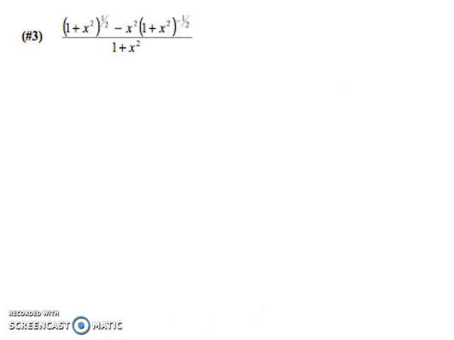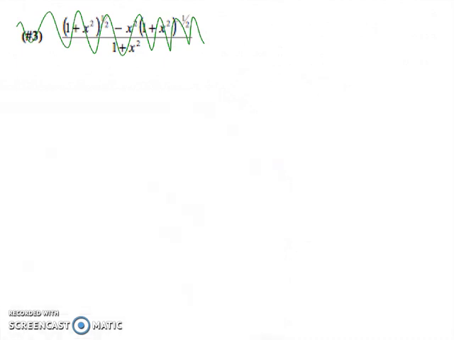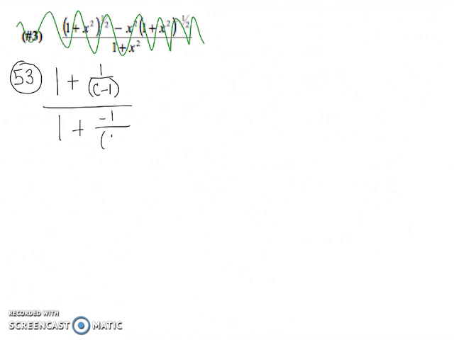For our last example here, we're actually going to change it up. Rather than do example number 3, I want you to take a second here, and I want you to copy down this problem. This is going to be problem number 53, straight off your homework assignment. So I'm going to give you a little bit of a bonus head start here. 1 plus 1 over c minus 1. That's my numerator. And 1 plus -1 over c minus 1. That is my denominator. So this is the complex fraction that we are going to simplify.